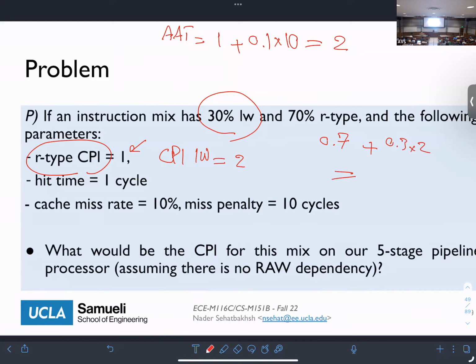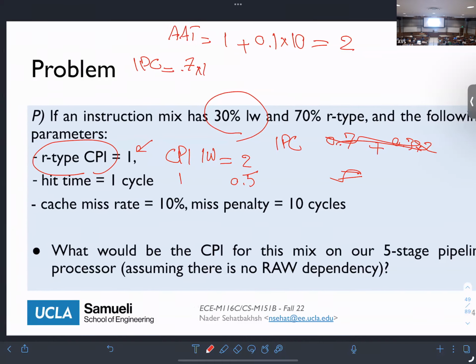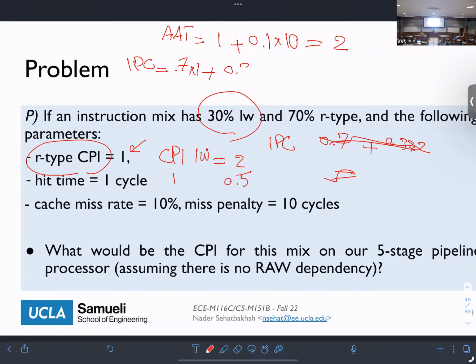And actually, you have to do first IPC and then do average sum of IPC. So this is half, this is 1. Then you say my IPC is 70% of the time 1 plus 30% of the time half. So 1 point something, and then take the reverse of that to get your CPI, and that would be the value that you will get for your CPI.